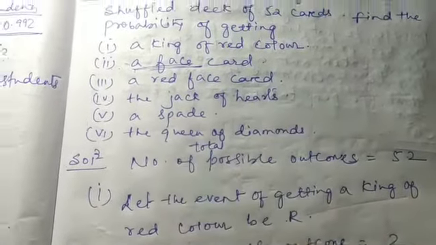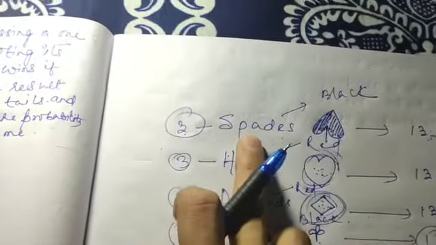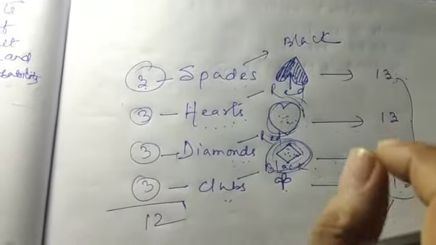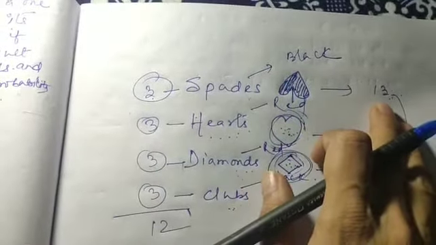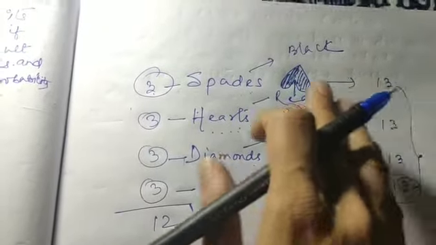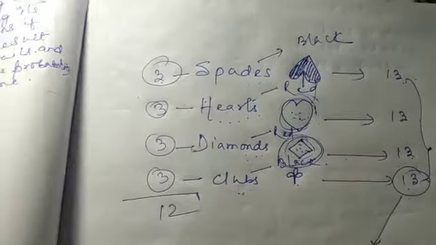Now a spade. How many spades are there? They have not said a category inside the spades. They have said you have to choose a card and that should be a spade. So how many spades are there? 13 spade cards are there, right? So that's why the favorable outcome is going to be 13.